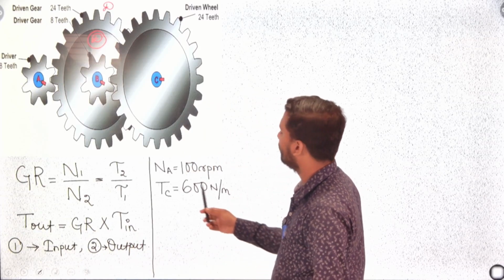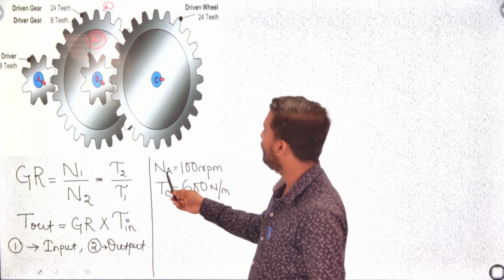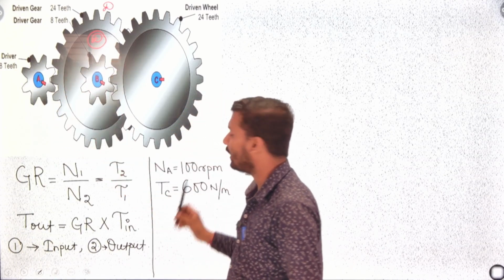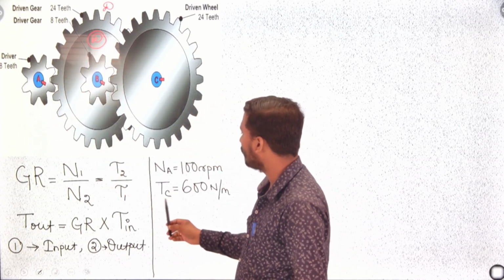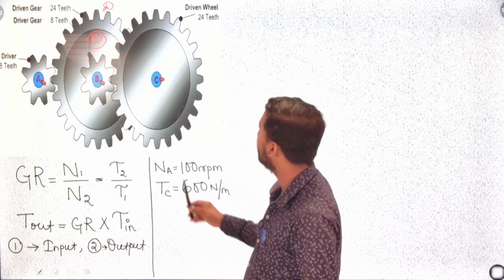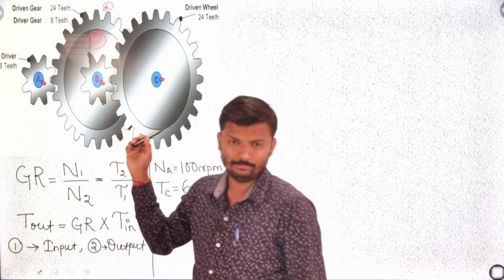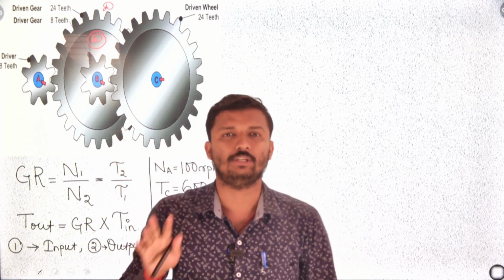Let's take NA. NA means the speed of A. It is not given, so let's take NA as 100 RPM. And let's take the torque TC as 600 Newton meter. T means torque, and C means the C gear, the driven gear.